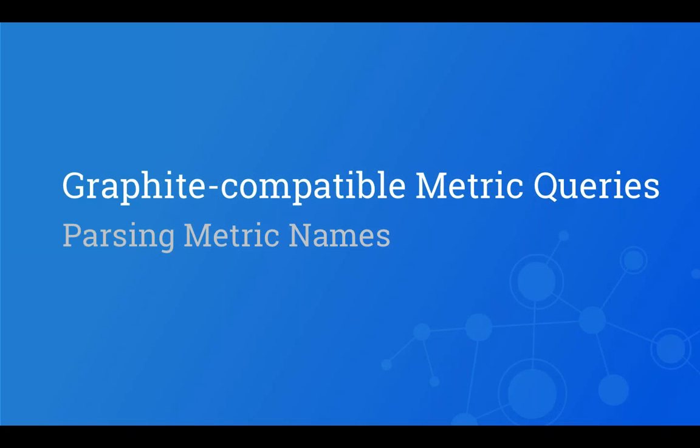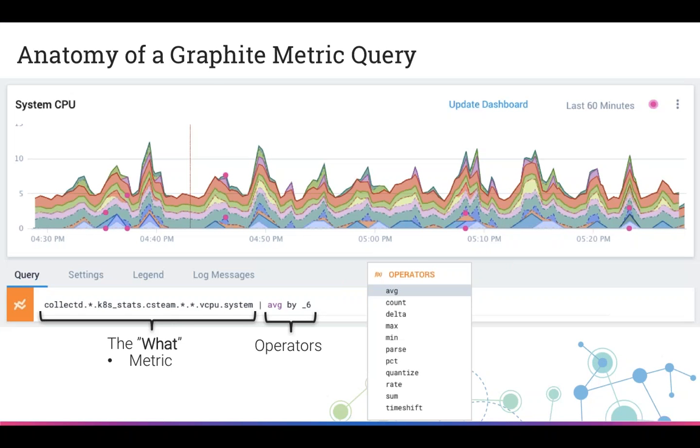Let's talk a little bit about parsing. So you saw how, actually, let's talk about both how to create your queries, but also about parsing. The anatomy of a Graphite query is pretty straightforward. There's the what. So what are you looking for? In this case, I'm looking for a metric called CPU system, and then any kind of operation that you want to do on the data itself.